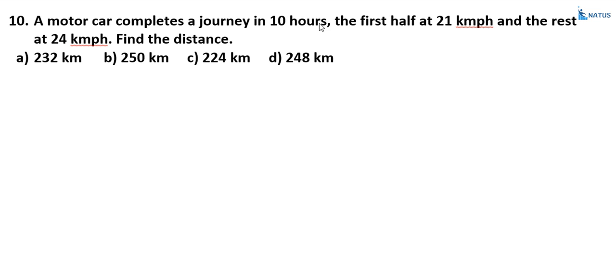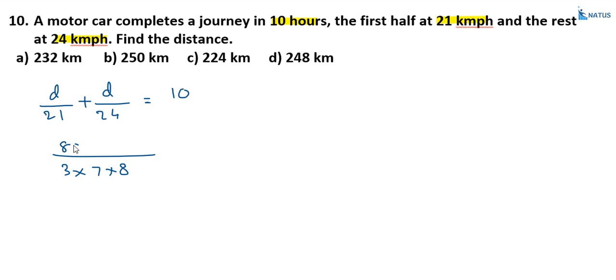A motor car completes the journey in 10 hours. The first half at 21 kilometers per hour and the rest at 24 kilometers per hour. Find the distance. Let us take distance equal to D. The first half at 21 kilometers per hour and the next half of the distance at 24 kilometers per hour. Both together is equal to how many hours? That is equal to 10 hours. Right? What is the LCM? 3 into 7 into 8. And this is equal to 8D.